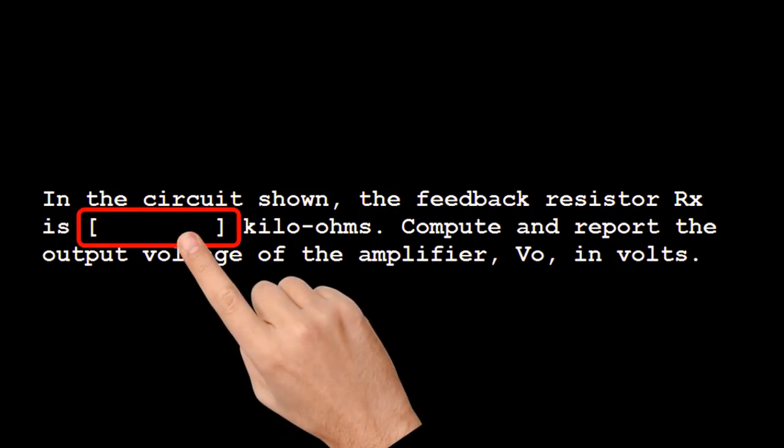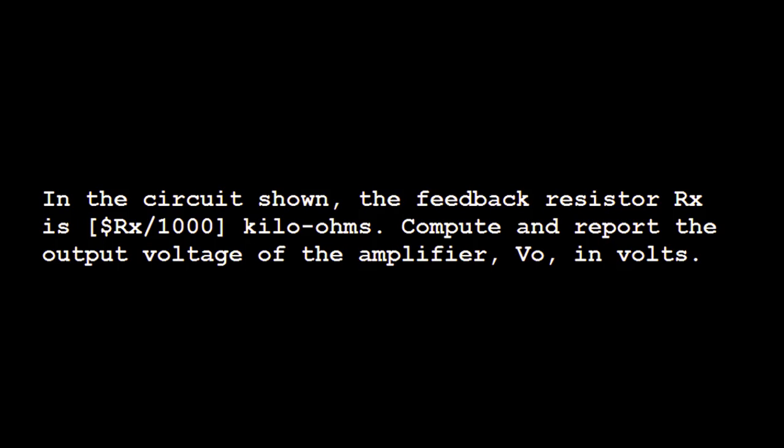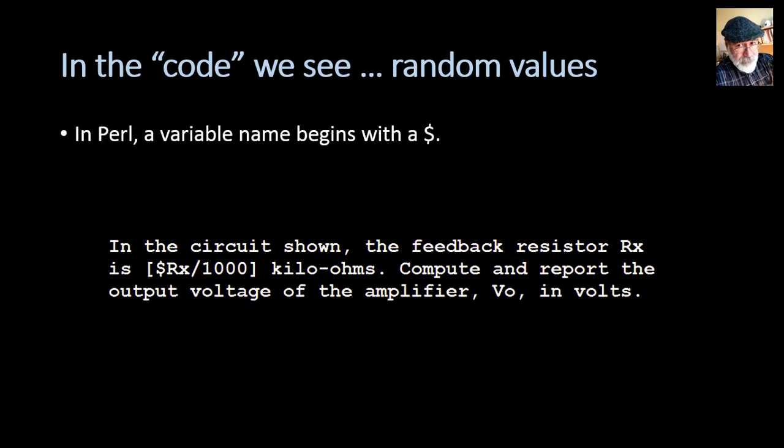What is with that pair of square brackets there? Those square brackets read the value of what? The value of that variable. What variable? $Rx. You see, in Perl, which is the underlying language of WeBWorK, a variable name begins with a $ sign. So there you go. The feedback resistor Rx is the value of the variable Rx divided by 1,000 kiloohms, etc.